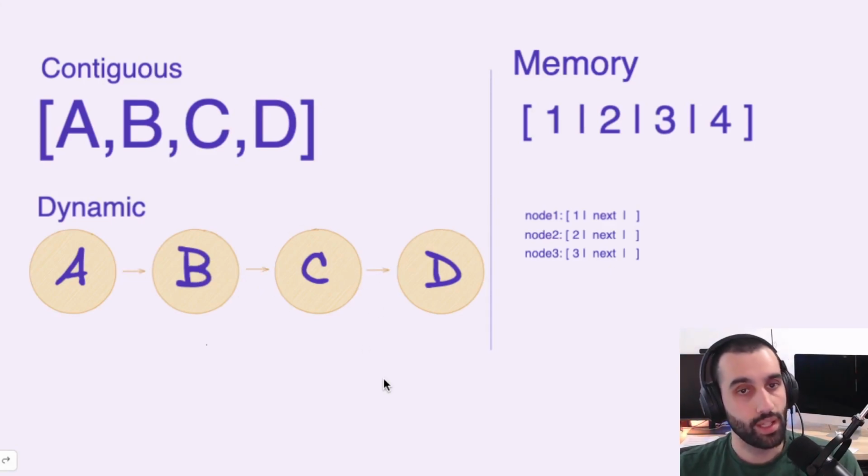So foremost, linked lists are actually dynamic data structures. And that means that they can actually grow and shrink in size as needed. This is in contrast to arrays that have a fixed size and actually require more memory to be allocated upfront.